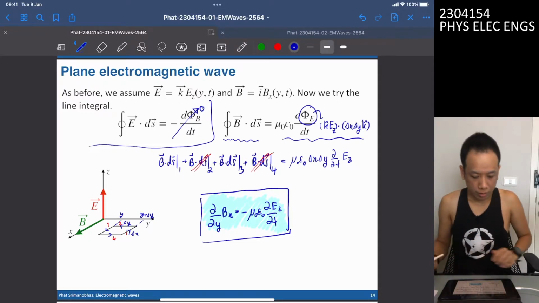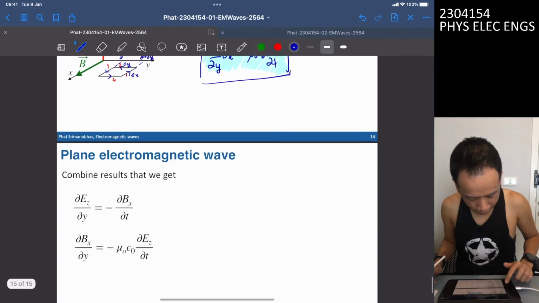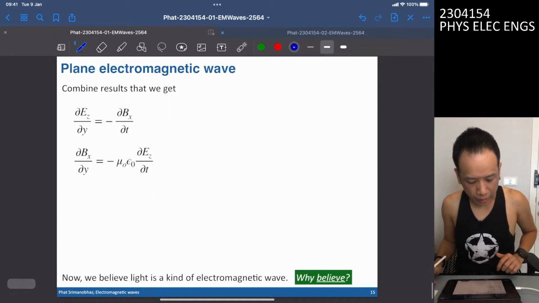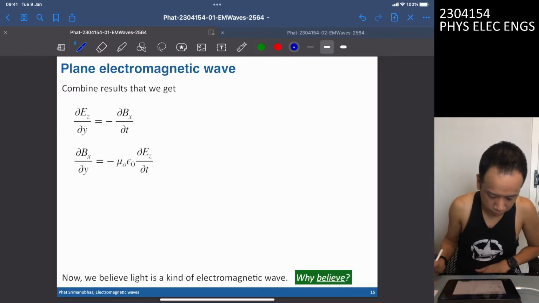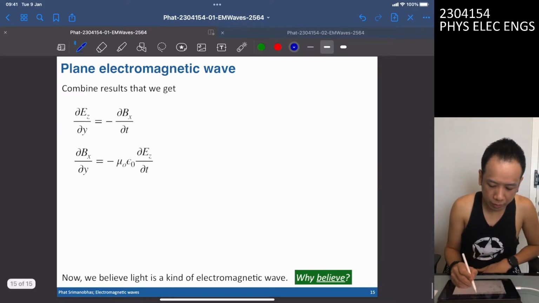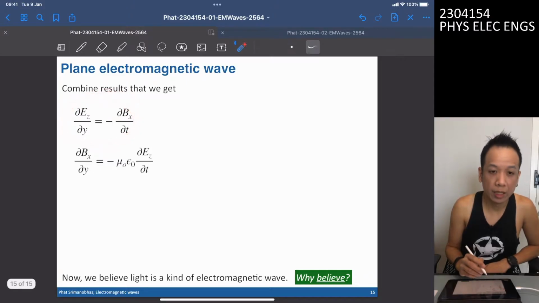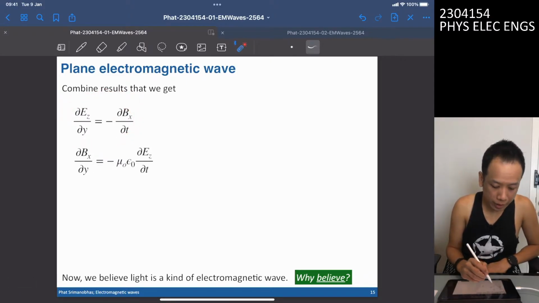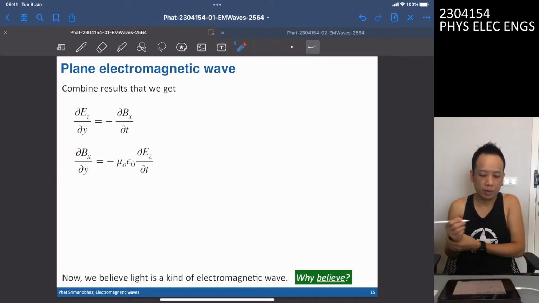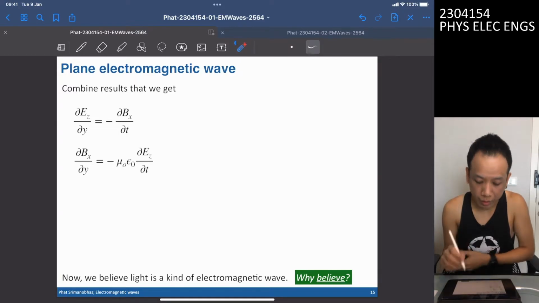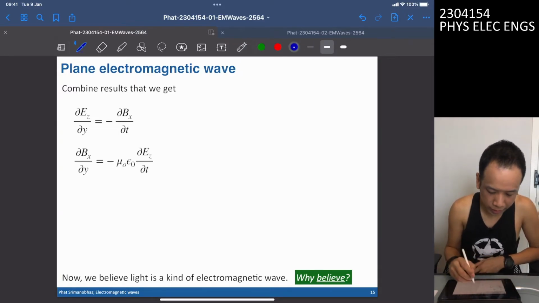So in summary, we have two equations coming from what we proved before. So d by dy of Ec equals minus the time derivative of Bx, and the derivative of Bx by dy equals minus mu 0 epsilon 0 times the time derivative of Ec. Okay. Then we try to combine them.